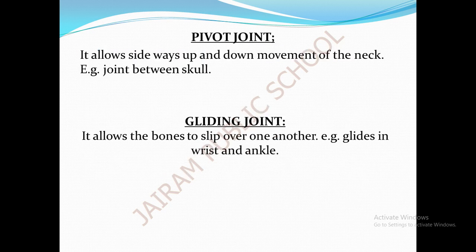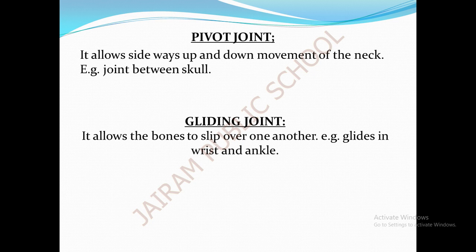The next type is the pivot joint. In our body, the pivot joint is present between the skull and the first two vertebrae of the backbone. The uppermost vertebra in the neck is called the atlas. This joint allows the sideways as well as up and down movement of the neck.